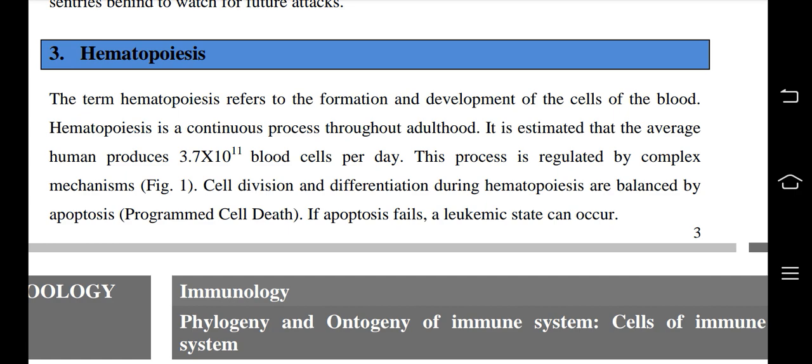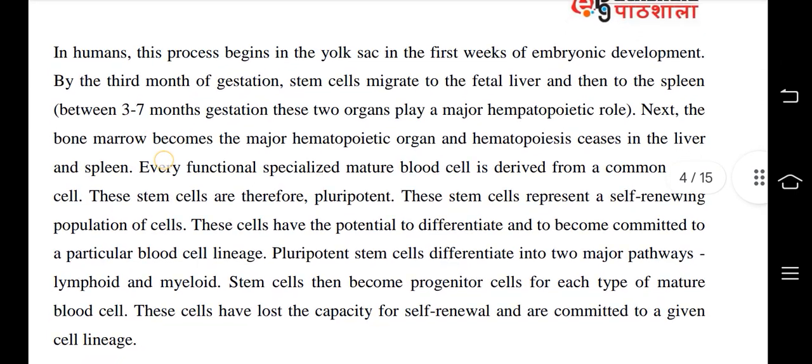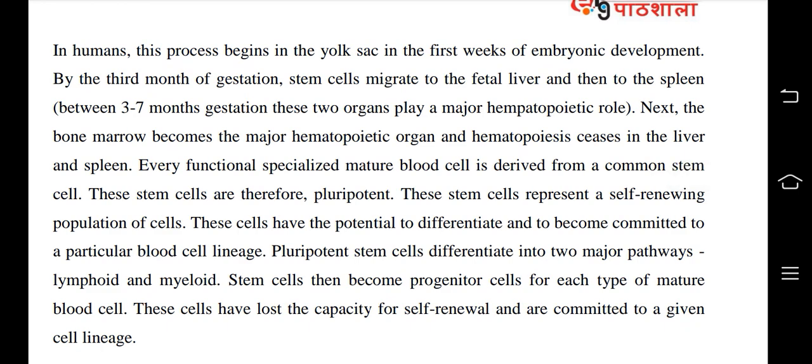If apoptosis fails, a leukemic state can occur. Leukemia. In humans, this process begins in the yolk sac in the first week of embryonic development. By the third month of gestation, stem cells migrate to the fetal liver and then to the spleen. Between 3 to 7 months gestation, these two organs play a major hematopoietic role. Next, the bone marrow becomes the major hematopoietic organ, and hematopoiesis ceases in the liver and spleen.